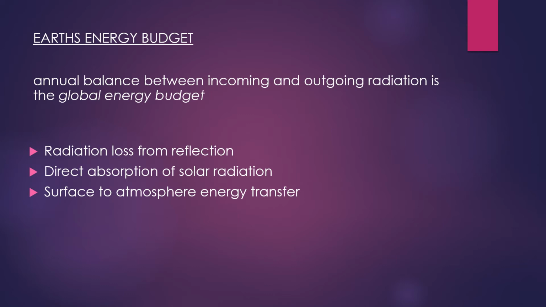You have some loss from reflection at the top of the atmosphere. Then you have direct absorption of solar radiation on the surface of Earth, and then surface to atmosphere energy transfer.